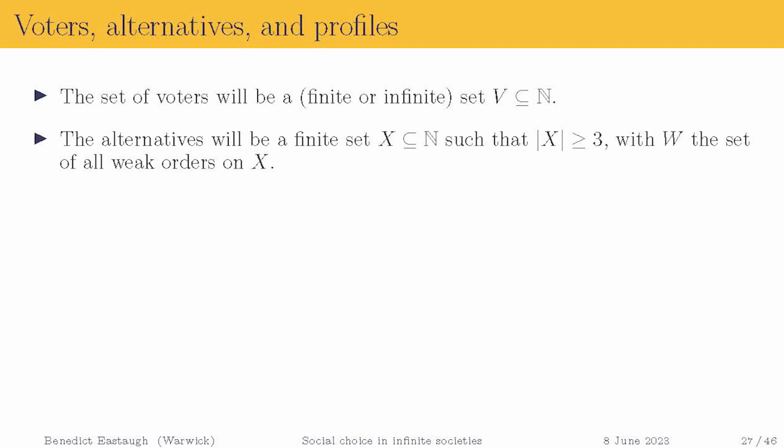And then the alternatives will just be a finite set X of natural numbers. So alternative 0, alternative 1, alternative 2, and so on, as long as you've got at least 3. And W, again, will be the set of all weak orders on X. And in this setting, you have to do some coding so that you can represent these weak orders, which themselves will be finite objects, right? Because they're just like an ordering of some finite set of alternatives. So it turns out that we can code these up also by natural numbers.